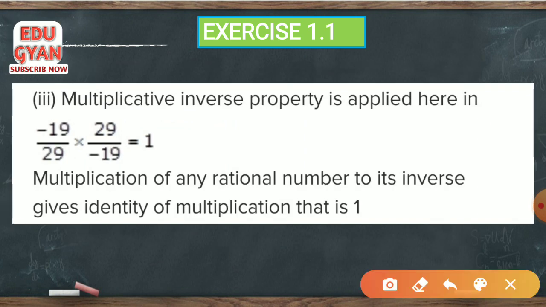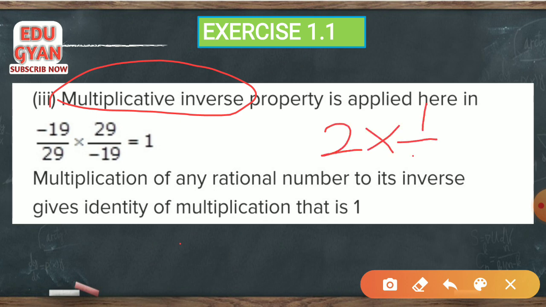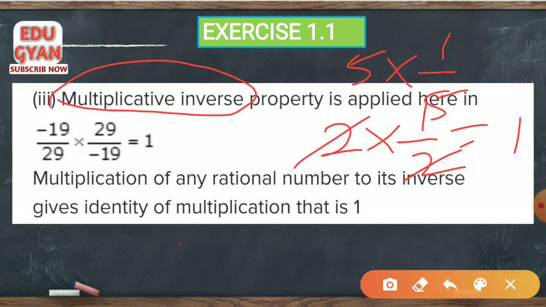Next, we already know what multiplicative inverse is. Suppose I ask the multiplicative inverse of 2, you need to answer 1 upon 2, because when we multiply both the numbers we get 1. If I ask you the multiplicative inverse of 5, it will be 1 upon 5, since 5 into 1 upon 5 equals 1.